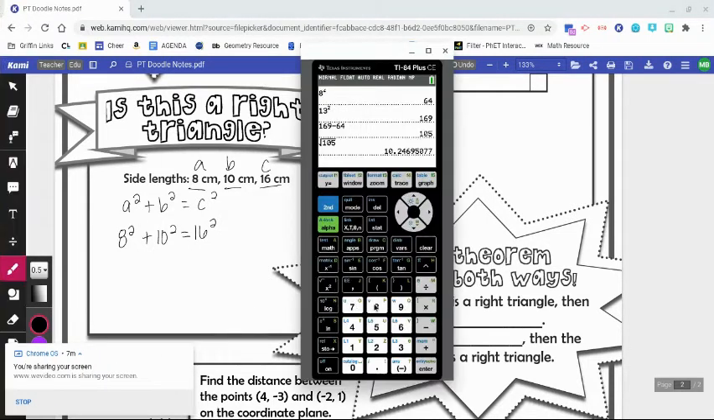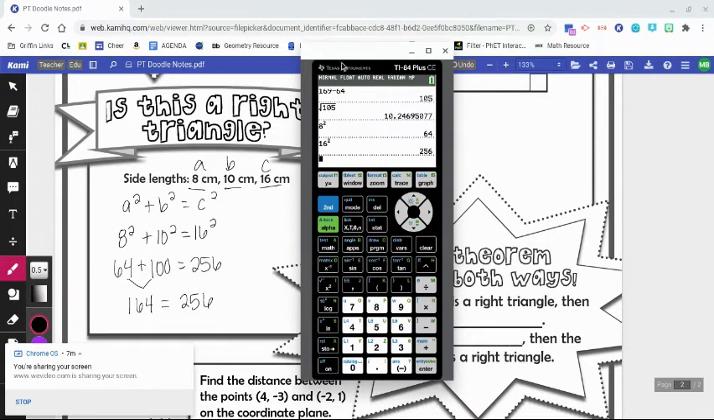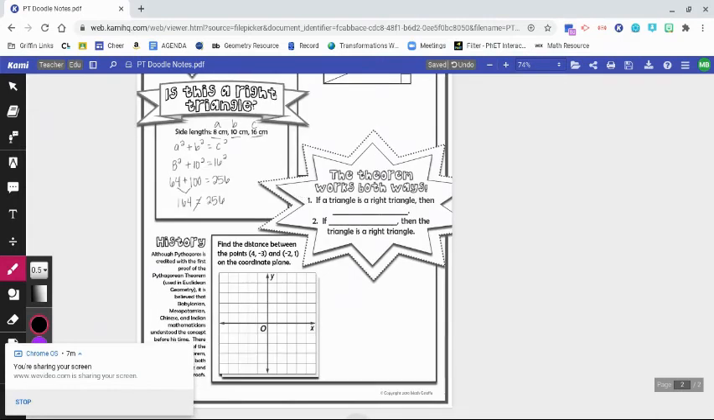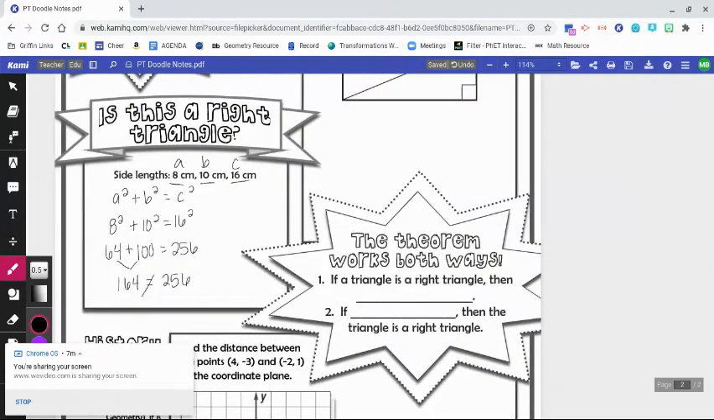8 squared, 8 times 8 gives us 64, plus 10 squared, 10 times 10 is 100, equals 16 squared. 16 times itself, 16 squared gives us 256. Simplifying the left-hand side, 64 plus 100 is 164. So according to this, 164 is equal to 256. And we ask ourselves, is that true? Well, no, those two are not equivalent. Therefore, the side lengths 8, 10, and 16 do not form a right triangle.